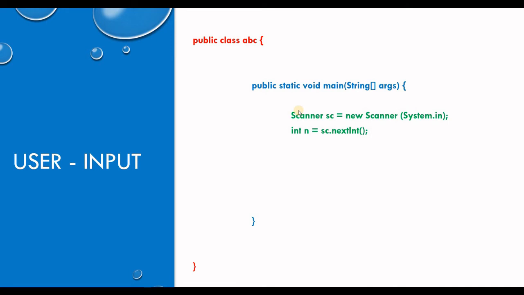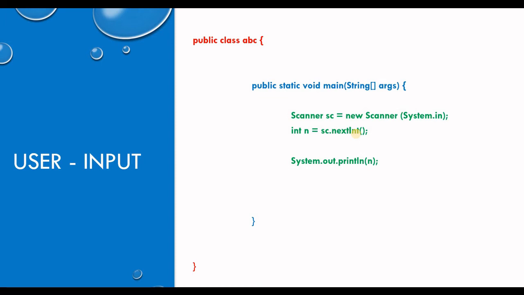For now, scanner SC equals to new scanner system.in. This line helps in taking the input. And int n equals to sc.nextInt. Using sc.nextInt, your value is taken and it is stored in this variable n. Okay, and it is of integer type, therefore int and int over here. So this is all about taking user input. Now if we want to print this n, system.out.println n, and this will print the value which is given by the user during the runtime.